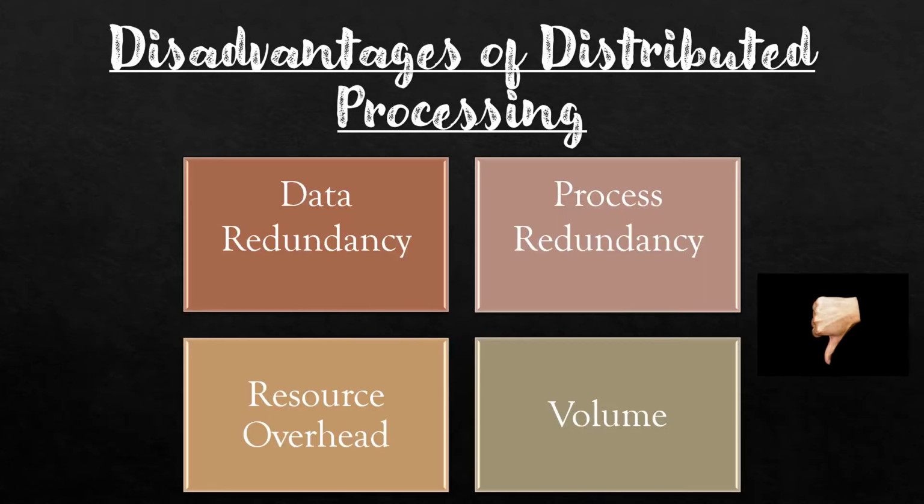However, not all are good things about distributed processing. There are also some disadvantages of distributed processing, which are here. First, data redundancy. Second, process redundancy. Third, resource overhead. And fourth is volume. Let's take one example here, like process redundancy.